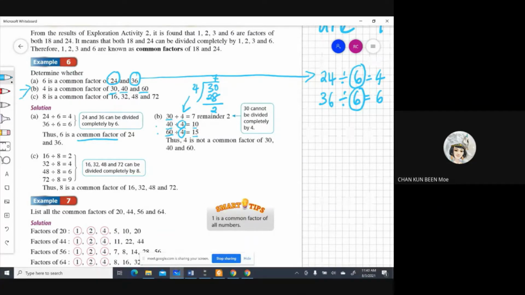Okay, and then you look at C here. Determine whether 8 is a common factor of 16, 32, 48, and 72. So you have to determine by dividing all of the numbers here by number 8. 16 divided by 8, you get 2. 32 divided by 8, you get 4. 48 divided by 8, you get 6. 72 divided by 8, you get 9. So all of the numbers over here can be divided completely by the number 8. Therefore, 8 is a common factor for all of the numbers stated over there.